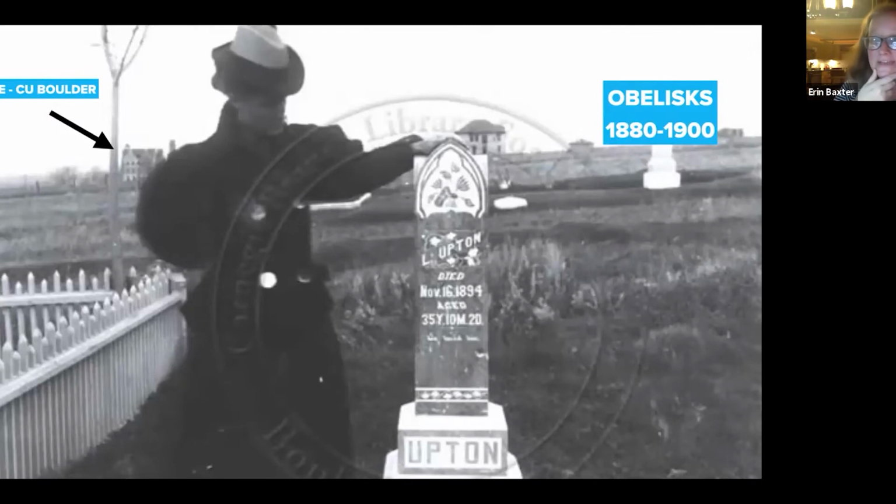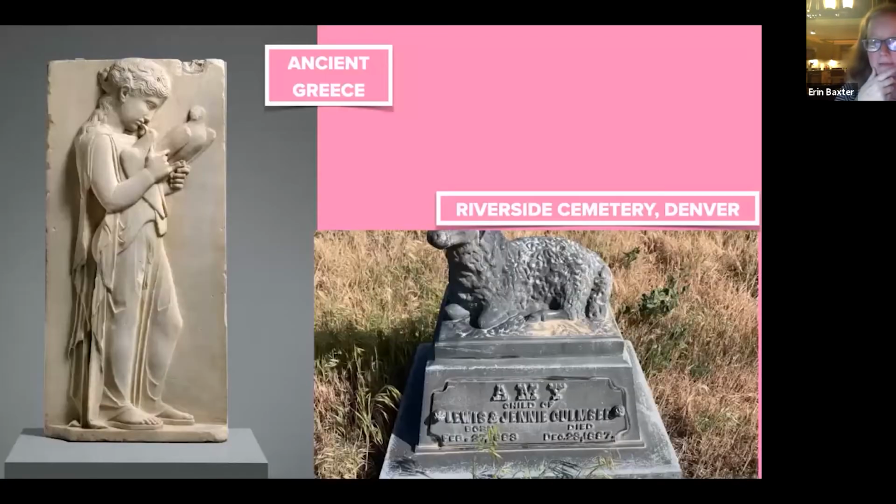And then there's sort of the everyman version of the obelisk. For those of you not familiar, this is Boulder, this is the hill, and that's Hale Sciences behind Mrs. Upton here. And that is all developed. That's where all the undergrads live and where all the parties are happening right now. And these are obelisks from the 1890s that represent the everyman.